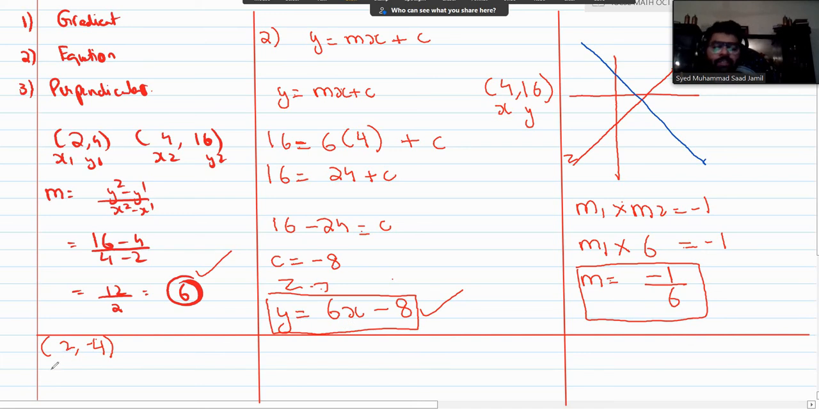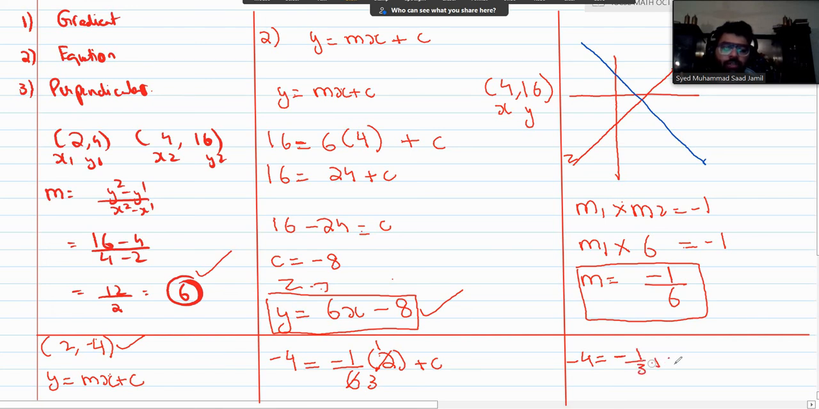Now the question is saying find the equation of the perpendicular line. How do we find the equation of any line? We say y is equals to mx plus c. We already know the gradient of the perpendicular line, so we will just plug in these points which have been provided by the question. Instead of y, we will place minus 4 is equals to, gradient is minus 1 upon 6, and the value of x is 2, plus c. So this becomes 2 1s are 2, 2 3s are 6. So this becomes minus 4 is equals to minus 1 upon 3 plus c.